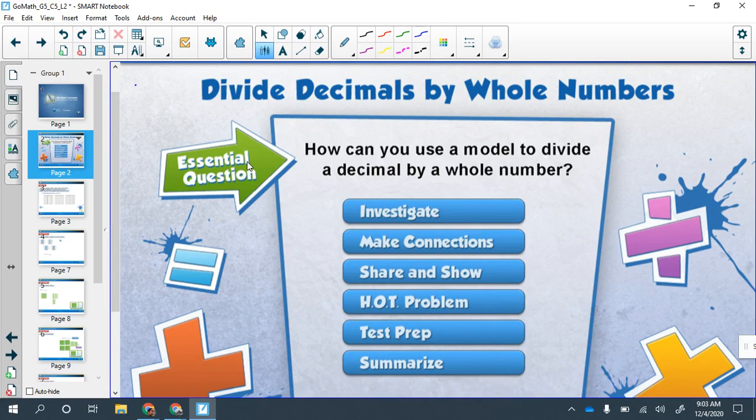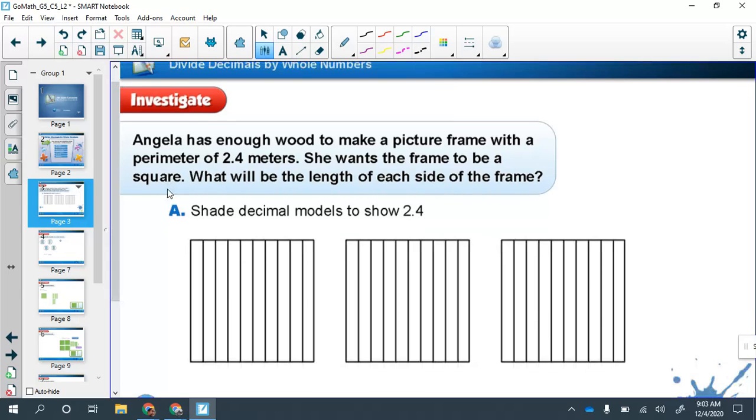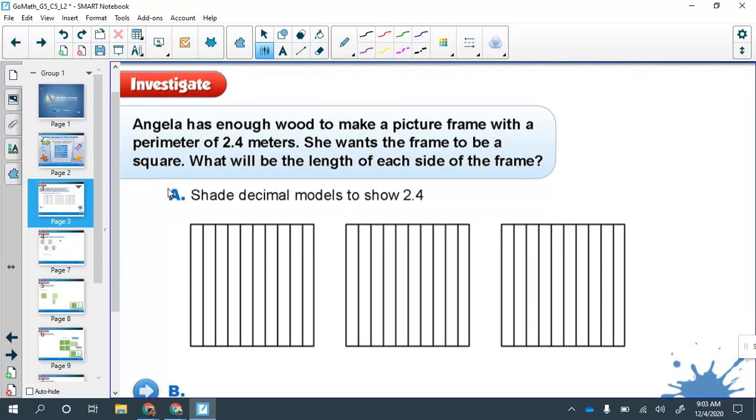All right, today we are going to be looking at Chapter 5, Lesson 2, and we're going to be looking at how to model division of decimals by a whole number. So we are going to be using the same tools that we've been using for modeling decimals throughout the year, and we're just going to use them to help us to understand how we can divide decimals.